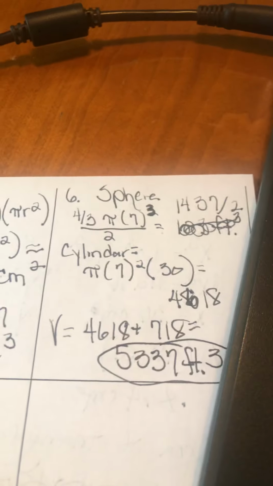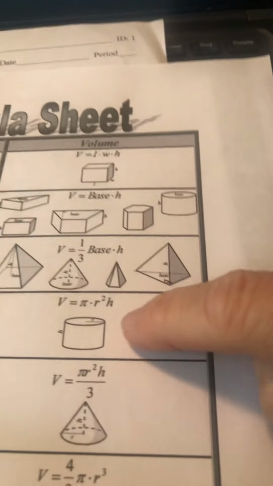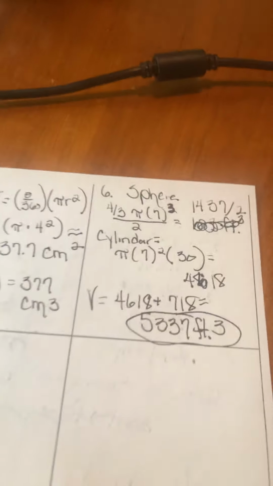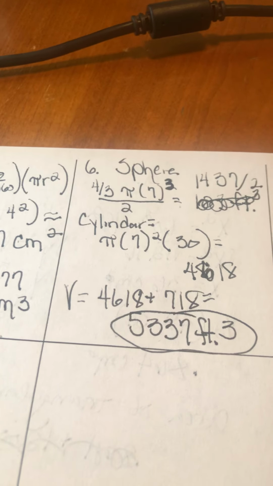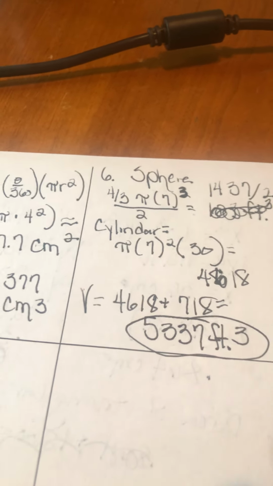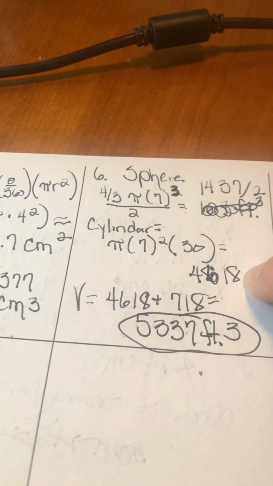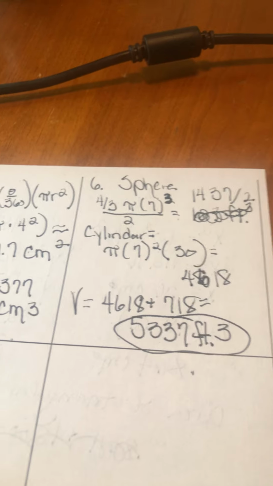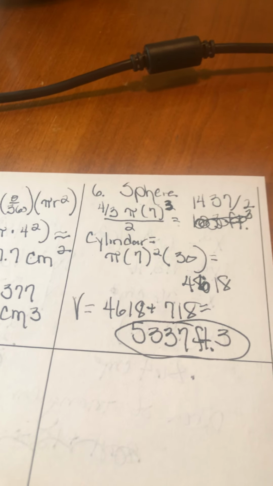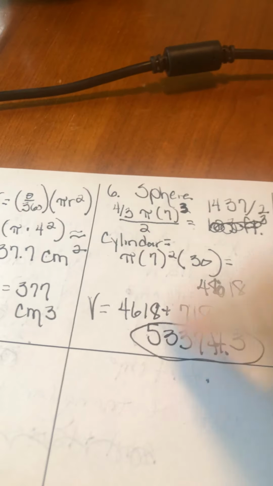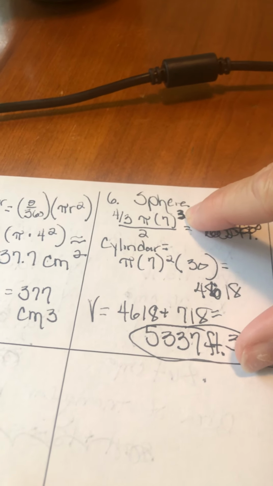Then we have to find the volume of our cylinder, which is right here. Volume is equal to pi r squared h. So that would be pi 7 squared 30. And that came out to equal 4,618 when I multiply that out. Then I simply took the two and added them together to get 5,337 feet cubed.